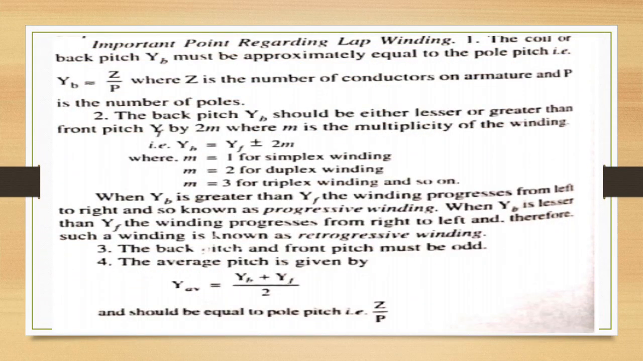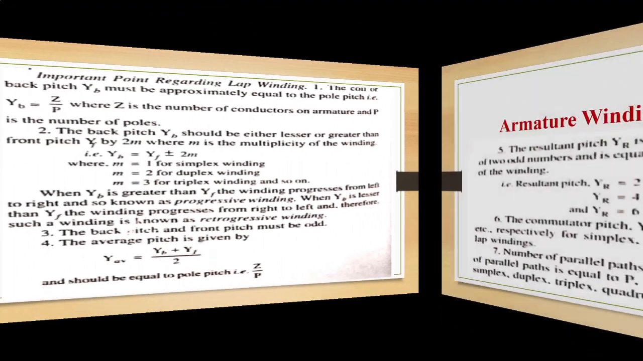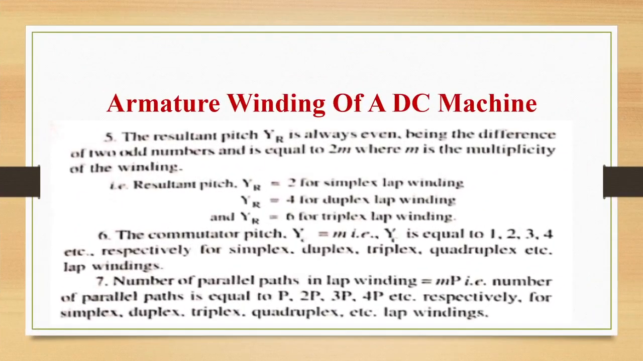The YB, the back pitch, must be approximately equal to the pole pitch. That is, YB is equal to Z by P, where Z is the number of conductors on the armature and P is the number of poles. And YB should be either lesser or greater than the front pitch by 2M, where M is the multiplicity of the winding. Back pitch and front pitch must be odd. Average pitch is given as (YB plus YF) by 2. Resultant pitch is always even.